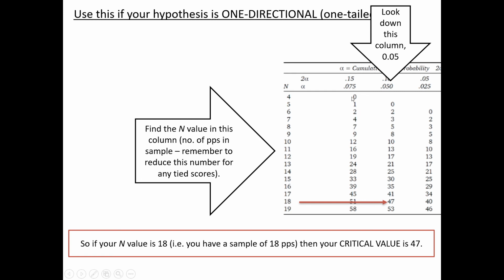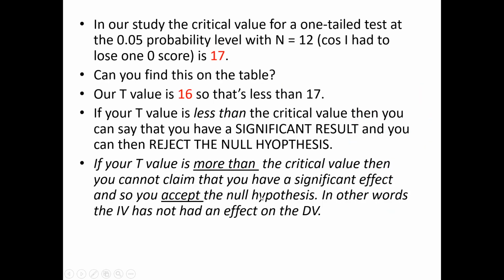It was very difficult for me to find some really good statistical tables online. This is the best I could do, I'm afraid. But remember to go beyond. Don't go there. That's your 0.05 column, okay? So, in our study, the critical value for a one-tailed test at the 0.05 probability level, with n equals 12 is 17. We've just found that on the table, haven't we? Our t value is 16, so that's less than 17.